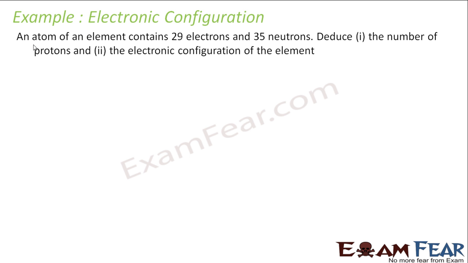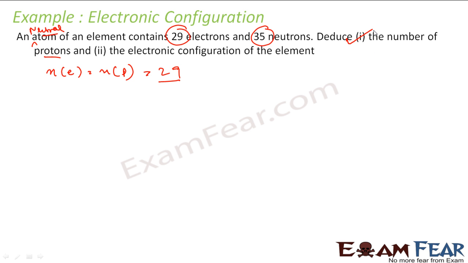Here, a neutral atom, because it is telling atoms, so I'll assume it is a neutral atom, not an ion. A neutral atom of an element contains 29 electrons, 35 neutrons. We have to find the number of protons. Since it is neutral, the number of electrons is equal to the number of protons. And the number of electrons is 29, so the number of protons is also 29. First part is solved. Now I have to find the electronic configuration.